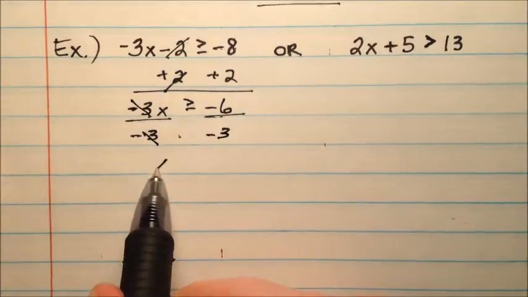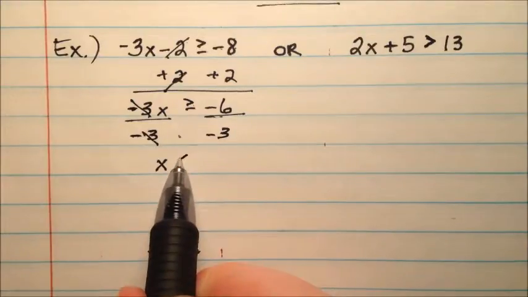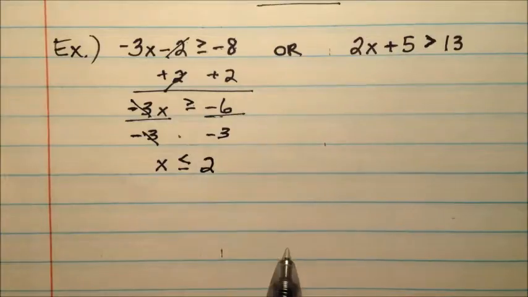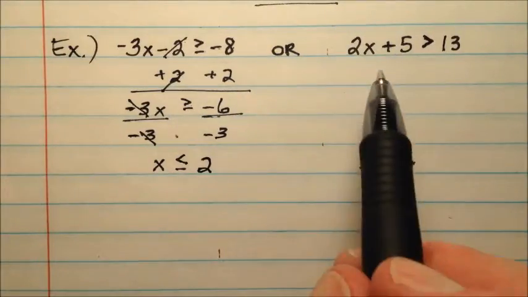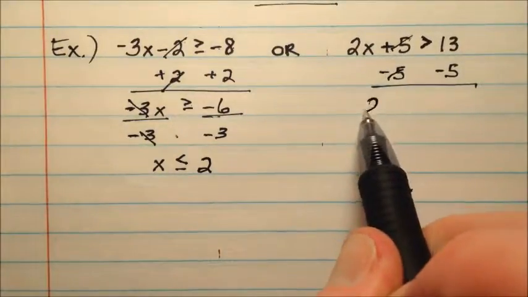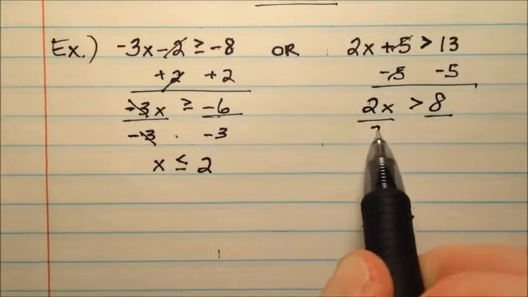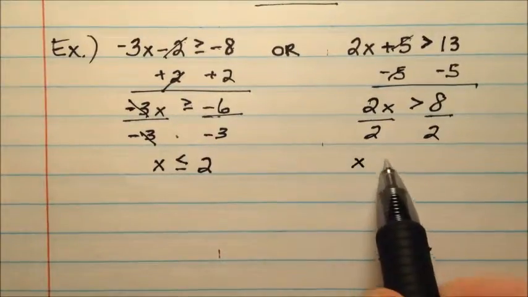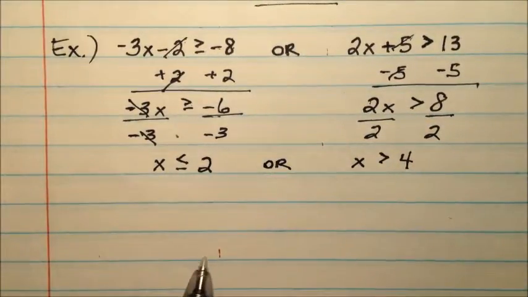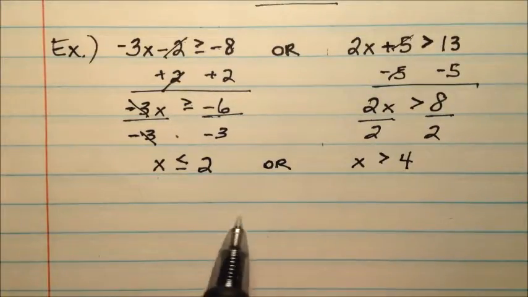And these negative 3's cancel. Recall, though, that when we multiply or divide an inequality by a negative, we need to flip the direction of that symbol. And then negative 6 divided by negative 3 will be a positive 2. Okay, so on the right one, we're going to subtract 5 from both sides to begin. And those constants cancel from over there. We have just 2x is greater than 8. So we can divide both sides by 2, and we get x is greater than 4. And we have this "or" that goes in the middle. So it's x is less than or equal to 2, or x is greater than 4.